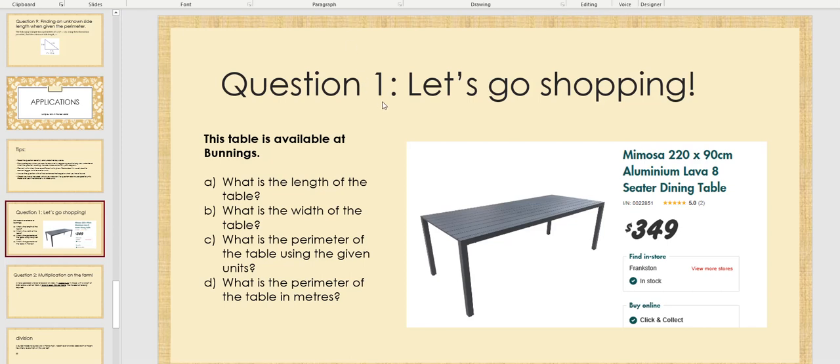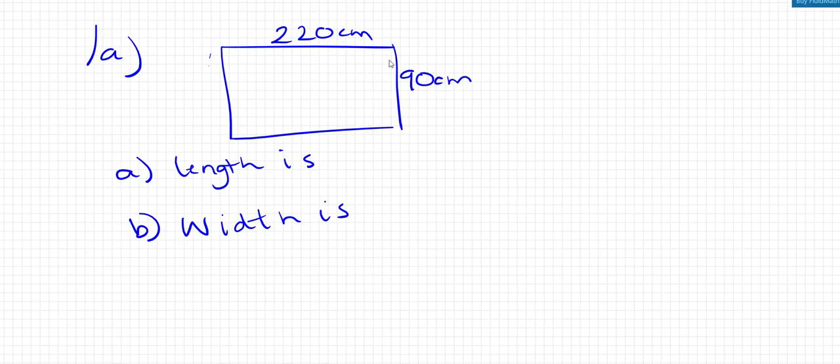And we have seen that keyword dimension in a previous slide. Dimensions is another word for length, but it actually has more than one length, in this case the length and the width. So I have drawn a diagram of the tabletop. It's a rectangular shape. Even though there was a picture of the table given to us, I still want to put in my dimensions. So length by width, and it's a rectangle. So I know this side is also equal to 220 centimeters and this side is 90 centimeters.